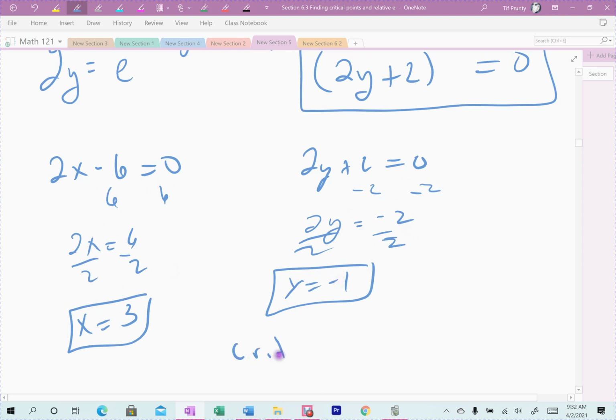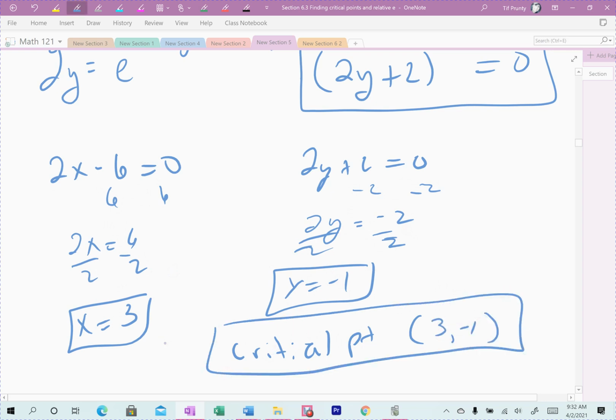And so there's one critical point at the point 3, negative 1. Which is in the domain of the function because the function has all real numbers. Alright, so that's an example of an exponential case. So we'll stop there. Next, we're going to talk about how to determine if these critical points are max, mins, or neither.